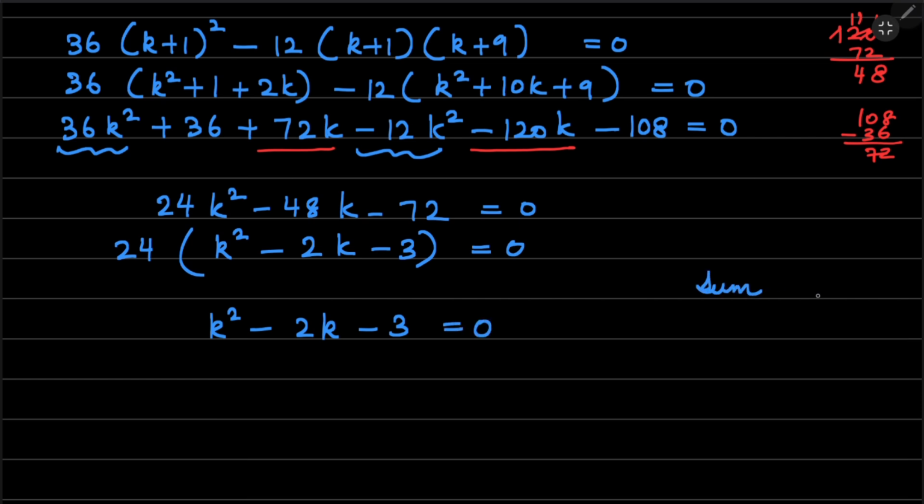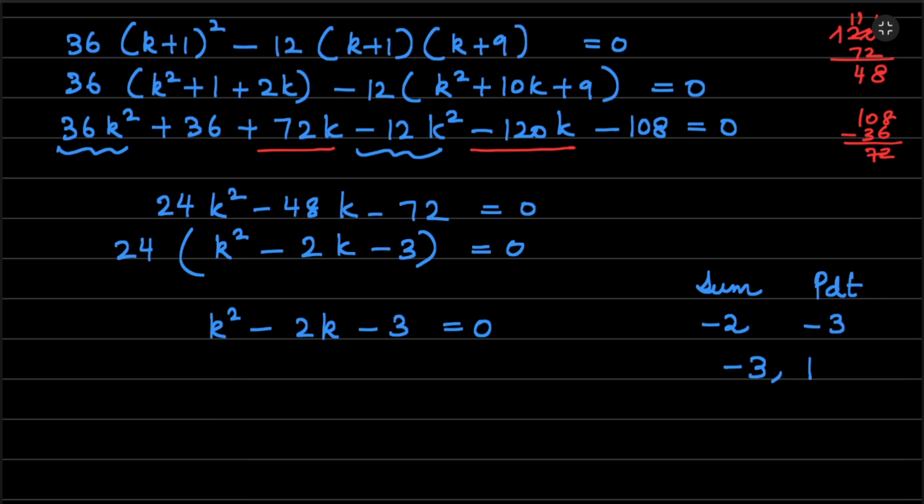Take out your sum and the product. Sum is nothing but minus 2. Product is nothing but minus 3. So 3 ones are 3. If you put a negative sign to the bigger number, you get a negative number as your sum. So minus 3 plus 1 is minus 2.